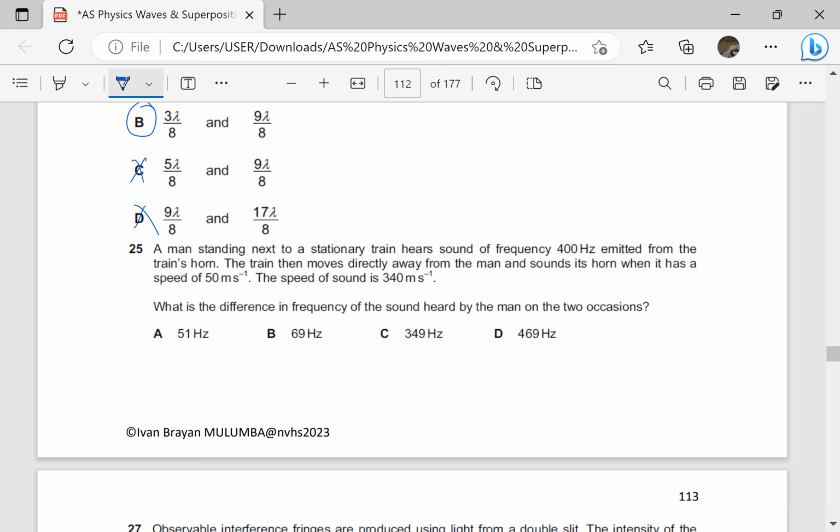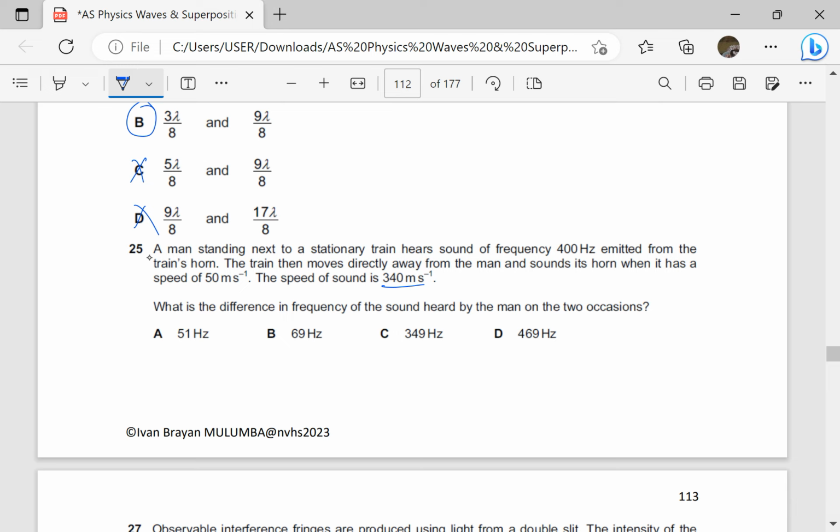A man standing next to a stationary train hears sound of frequency 400 Hz emitted from the train's horn. The train then moves directly away from the man and sounds its horn when it has a speed of 50 meters per second. The speed of sound is 340 meters per second. What is the difference in frequency of the sound heard by the man on the two occasions?